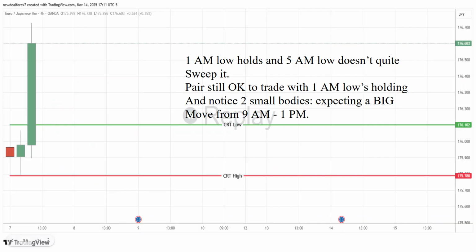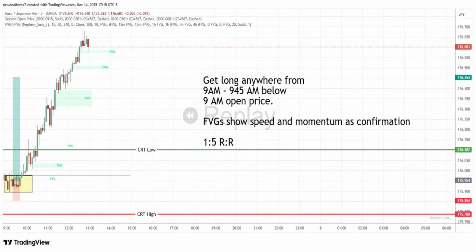Okay. And then here you have another one where you have an imperfect 159 because you see the 1 a.m. candle held its low. The 5 a.m. candle, it got close, but it didn't hit it. And then you got boom. So this is, again, it's just two small bodies leading to a large body. Okay. So let's see how this large green candle looks. So this is our trading zone right here below the open price, but notice how it's also above the candle range theory high. This is fine to trade. Okay. And you just enter and enjoy that nice clean ride up.